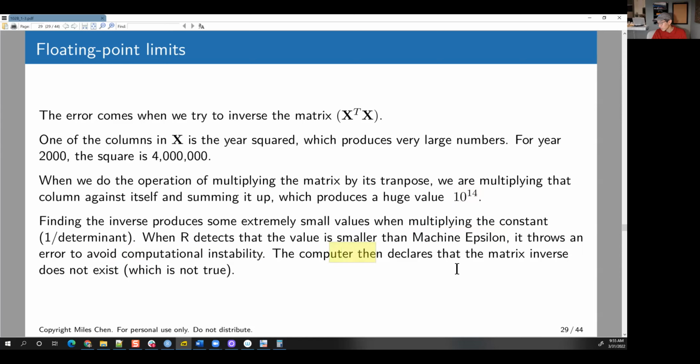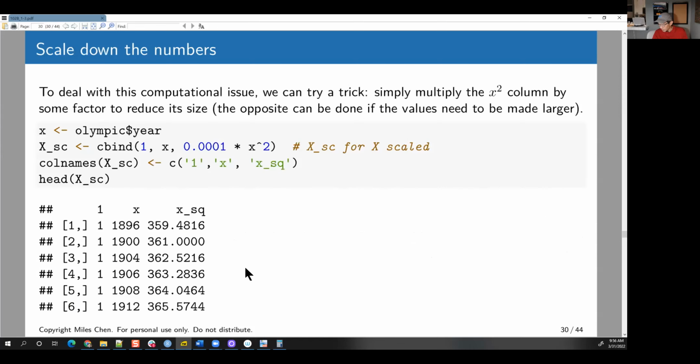The computer says the matrix inverse doesn't exist, but that's just not true, okay? It actually does exist, it just doesn't know how to compute it because we're getting numbers that are way too small. So there's a bunch of stuff that we can do. One thing that could make our life easier is we can just take X and subtract 1900 from every single number, okay? And every single number will become a lot smaller, right? We'll get -4, 0, 4, 6, 8, 12, and we'll have smaller numbers, right?